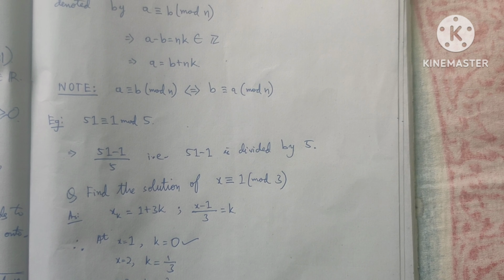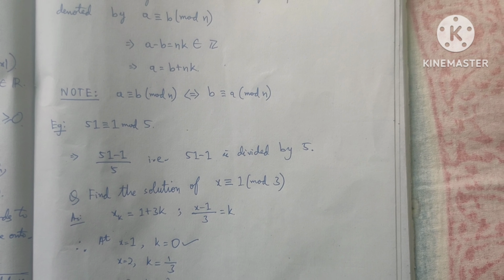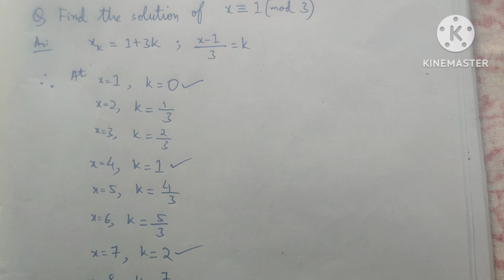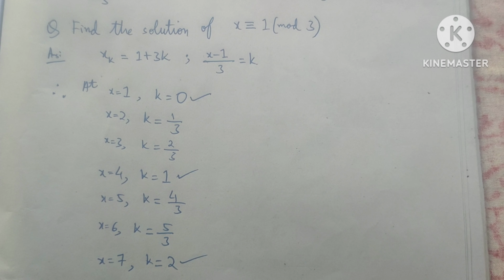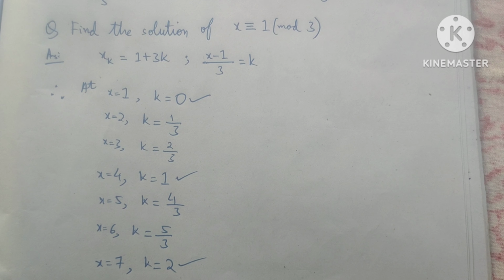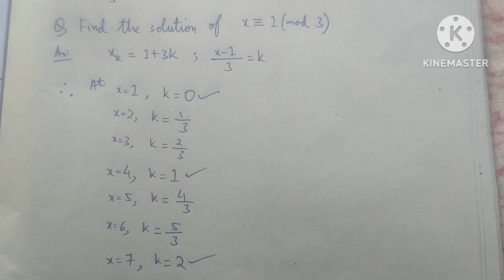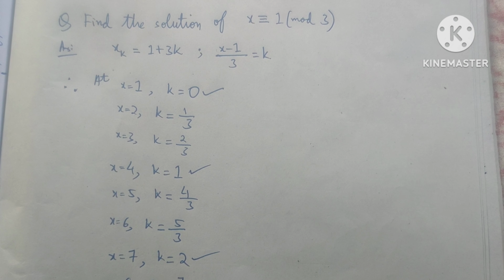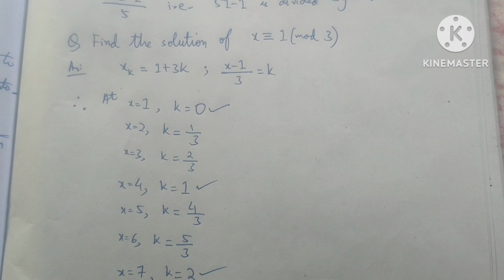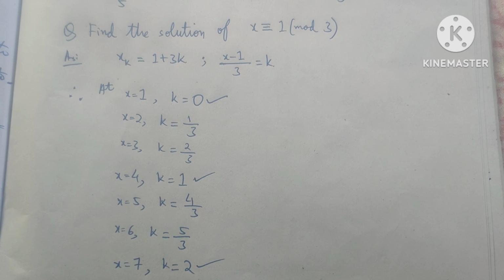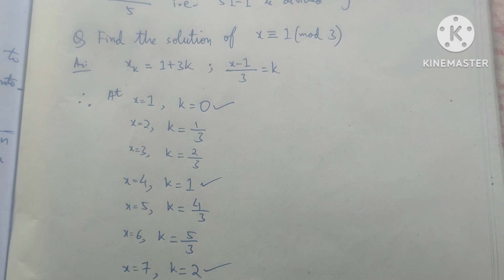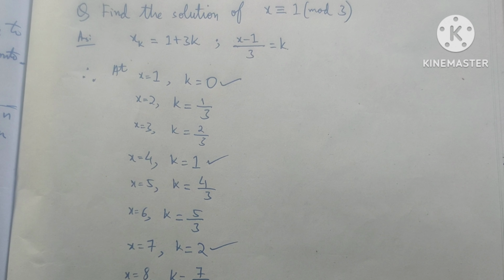Now we are going to learn about a possible problem which is very common in exams. So the question here says x congruent 1 mod 3. Then what will be the value of x? First, write it in equivalence relation: x minus 1 divided by 3 equals k. Now we put values of x in the equivalence relation to find whether it is divisible by 3 or not.